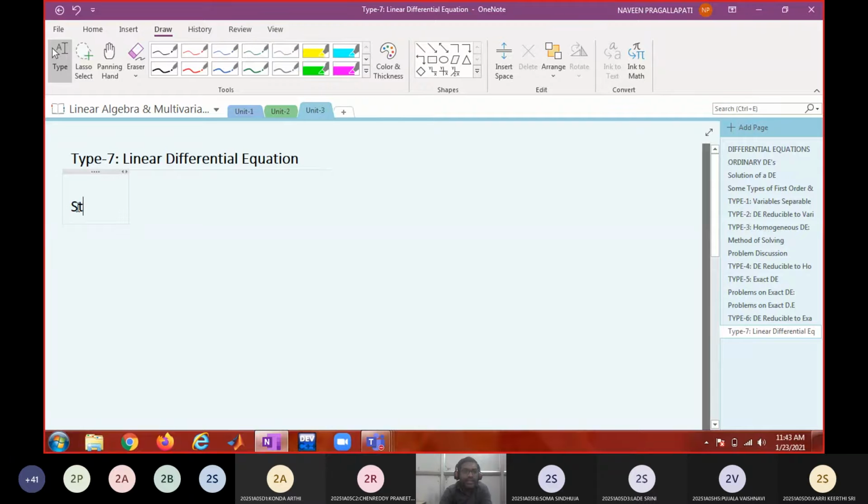Write it as standard form. So far I have used the word general form. Now I am calling it standard form. Why am I calling it standard form? I will tell you. Write down the standard form: dy by dx plus P of x into y equal to Q of x.